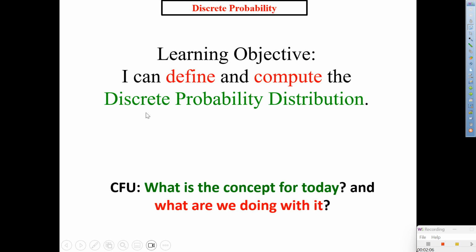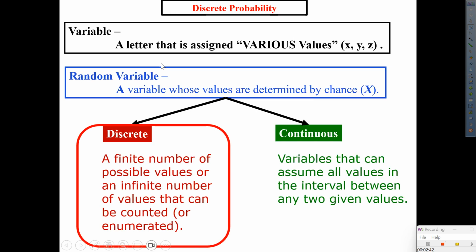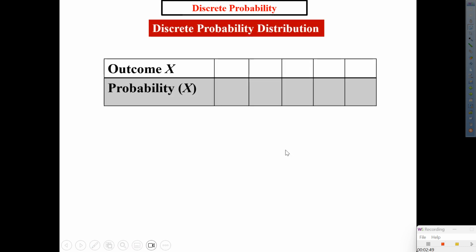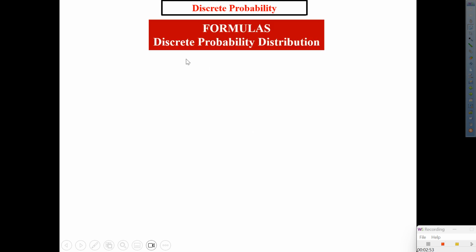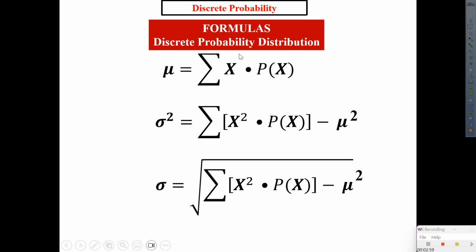I can define and compute the discrete probability distribution. Still in the middle of that. Once again, we know what probability is: classical, empirical, subjective. We talked about variables. We know the difference between discrete and continuous. We talked about the probability distribution, what each component is. From there, we talked about formulas for the mean, variance, and standard deviation for probability distribution. Now, you guys remember all the work that we did for this, yes?